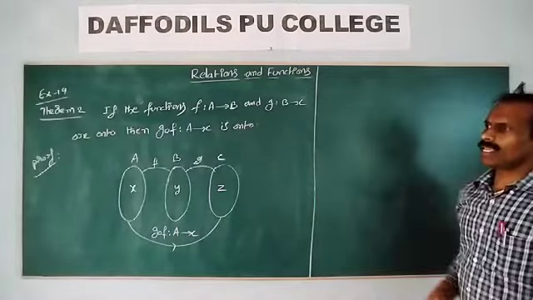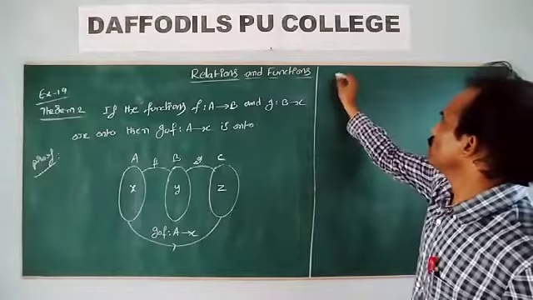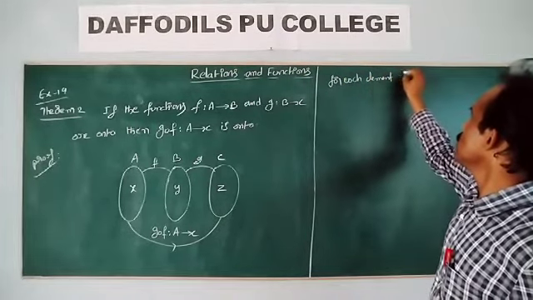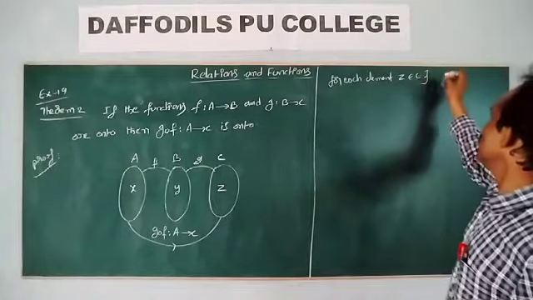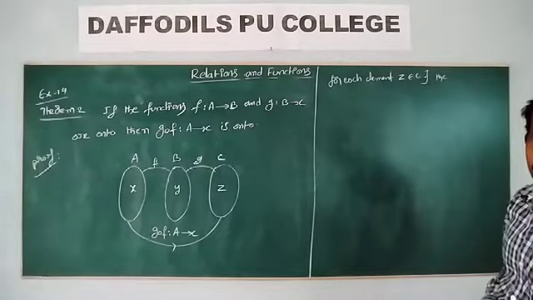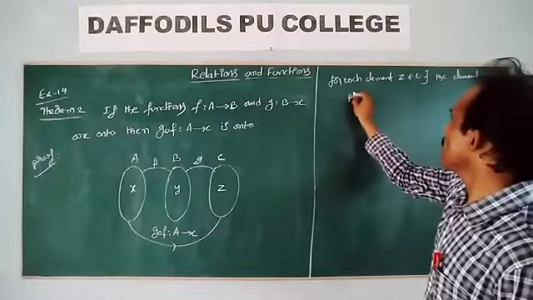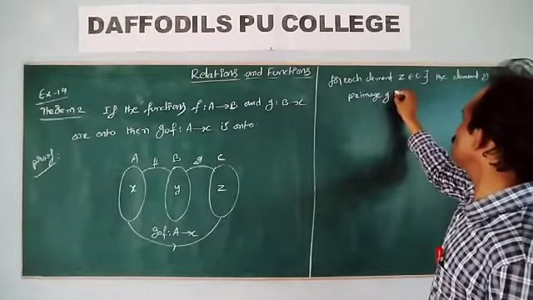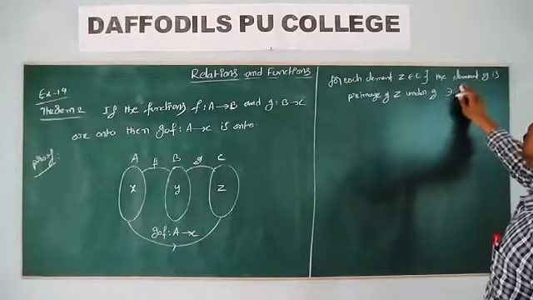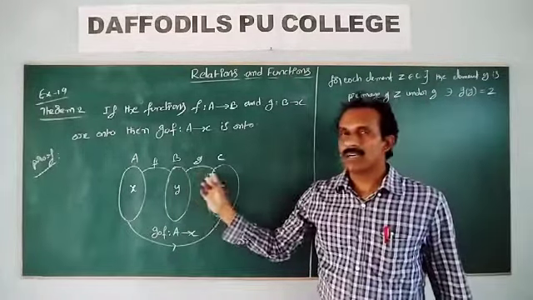Take elements x in A, some y elements in B, and some z elements in C. For each element z belongs to C, there exists an element y, which is considered as the pre-image of z under the function g, such that g of y is equal to z. So that is for the function g, with domain B and codomain C.